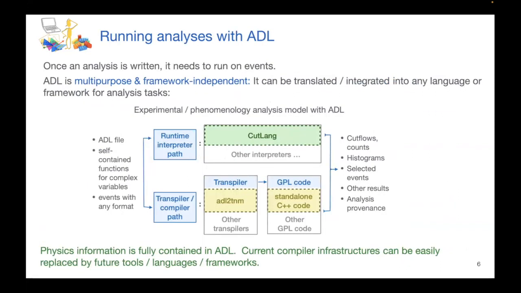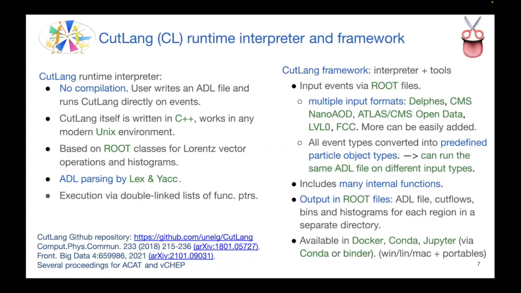About running this concept, what do we need? Well, we basically have two paths. We have a runtime interpreter path and a transpiler slash compiler path. They both started about the same time, but today the interpreter path is a little more advanced, and this is the one that I'm going to be talking about. This thing is called CutLang. It started basically to understand what the students were doing.